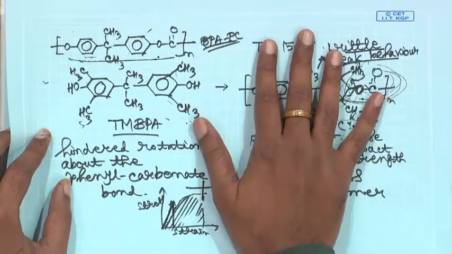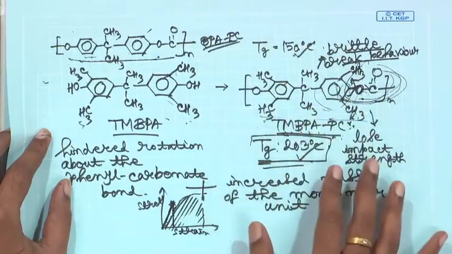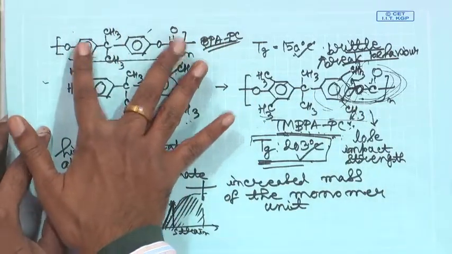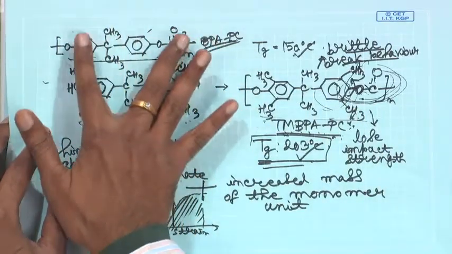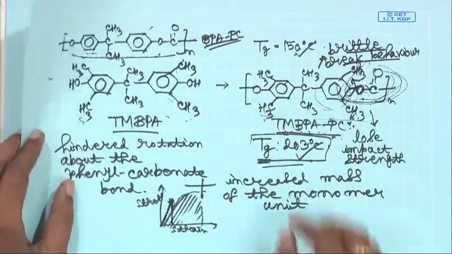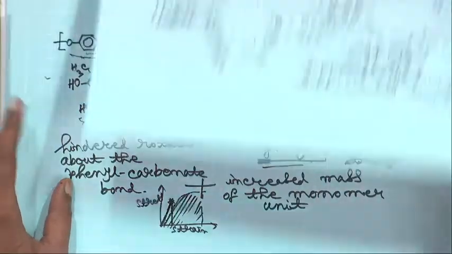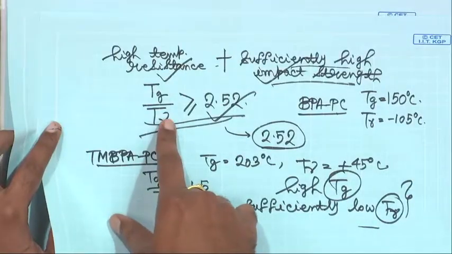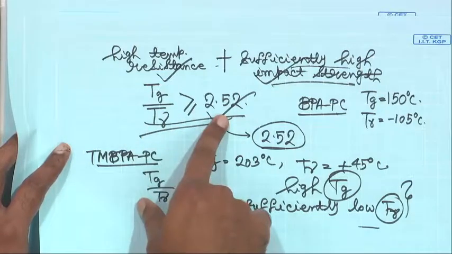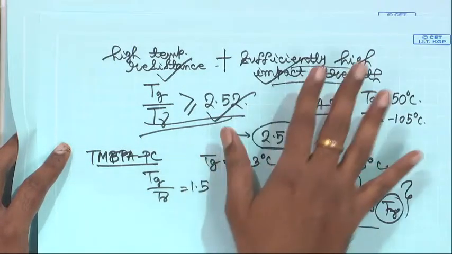So, we increase the Tg, no doubt, but the gamma relaxation temperature also is increased from around minus 106 degrees Celsius here to around plus 45 degrees Celsius here, and we told the ratio of Tg to T gamma actually determines whether the impact strength will be retained or not. If this ratio is higher or equal to 2.52, then you will have high impact strength.